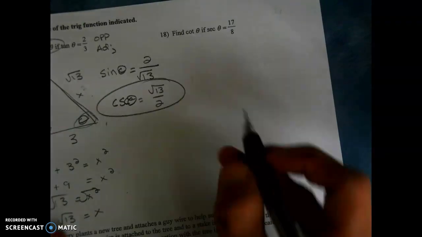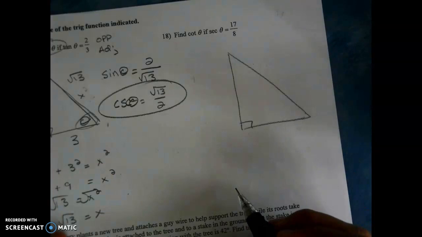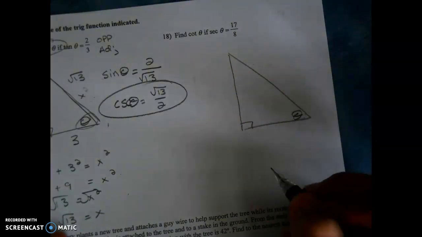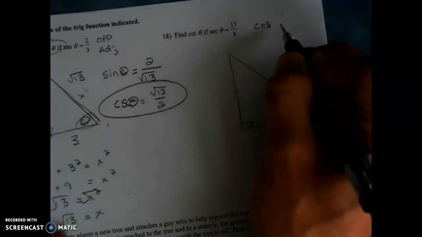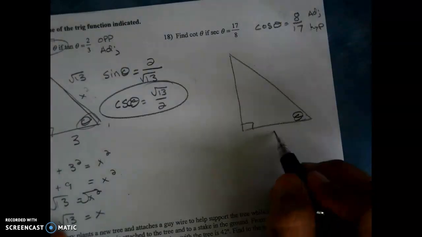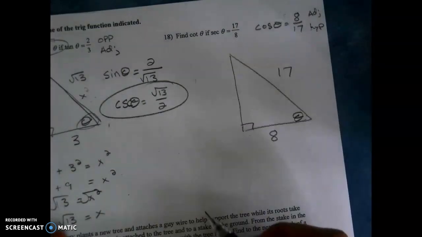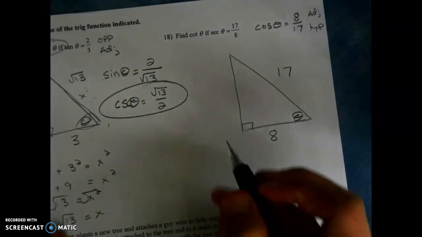Okay, number 18. We want to find the cotangent of theta if the secant of theta is equal to 17 over 8. So let's start by drawing a triangle. Okay, we'll say this is our theta again. Well, secant is the reciprocal of cosine. So we know the cosine of theta is equal to 8 over 17. This is adjacent over hypotenuse. Okay, well, adjacent is here. My hypotenuse is here.